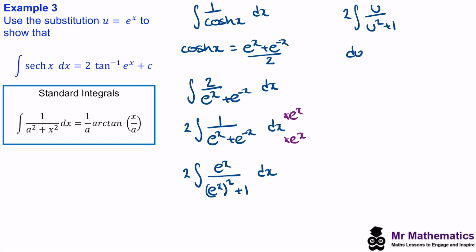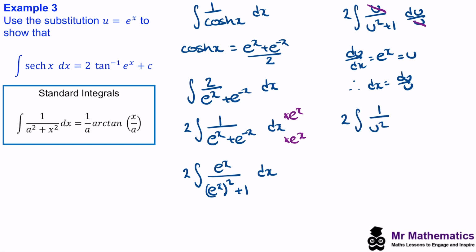And when we find du by dx, we get e to the x, which is also equal to u. So therefore, dx will be equal to du over u. So we'll write this in our integral, du over u. Now you can see that this u and this u will cancel. So we'll cross these out. And now what we need to find is 2 times the integral of 1 over u squared plus 1, integrated with respect to u.